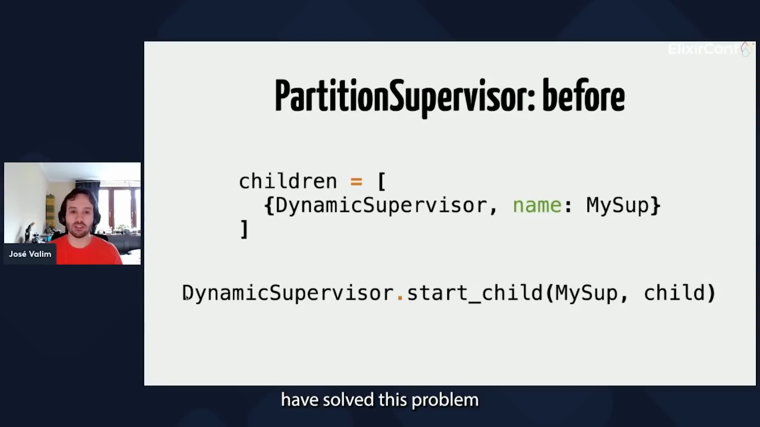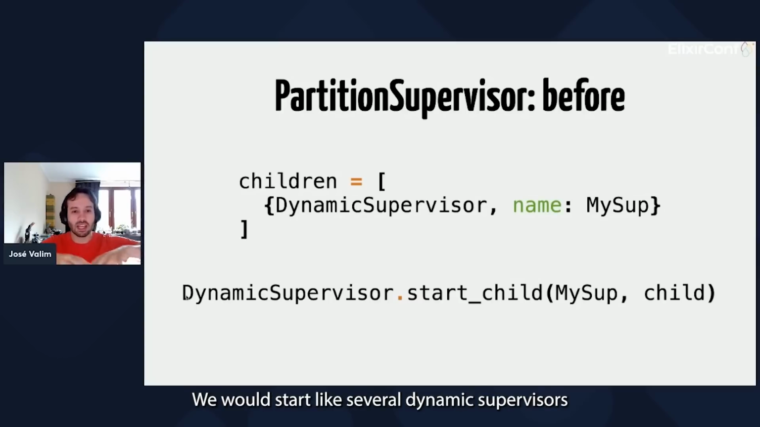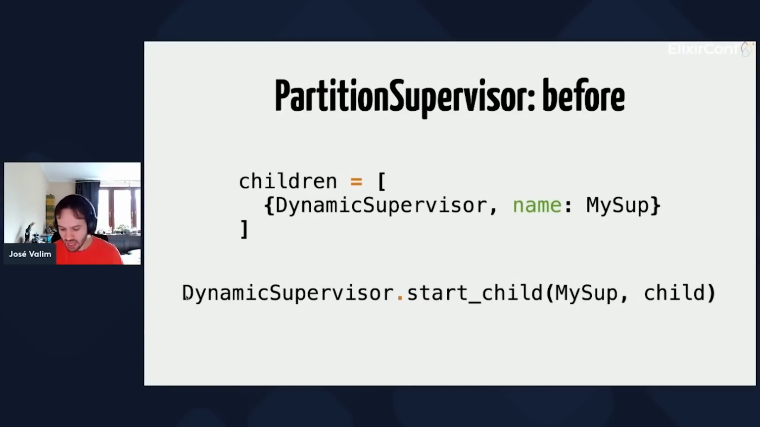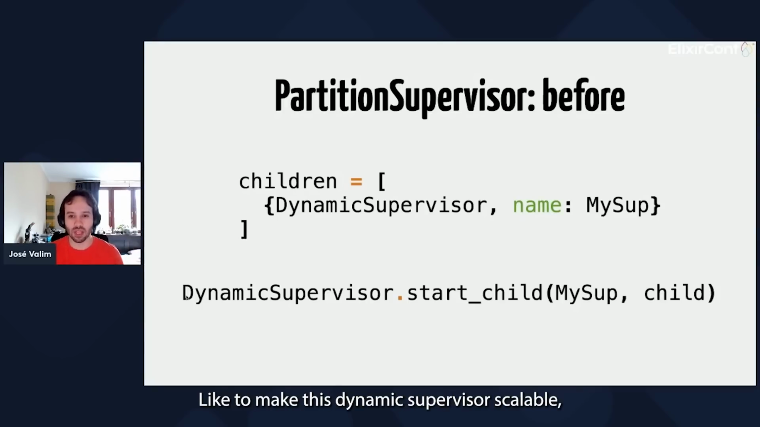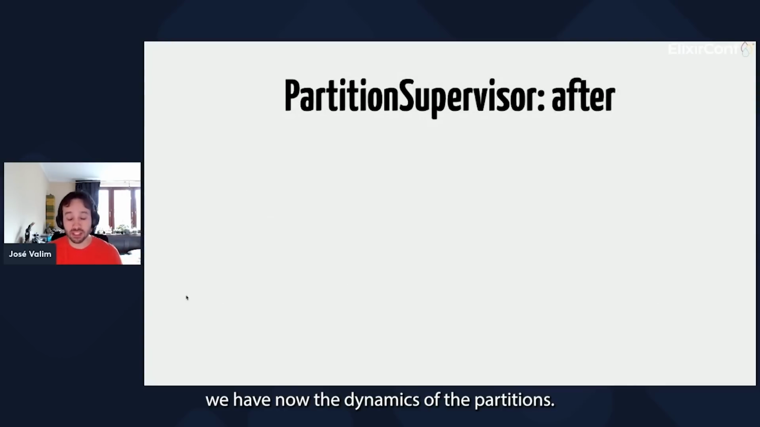I have solved this problem in a couple of different places. In Phoenix, we have our own implementation, because we did not want to have this bottleneck, so we would start several dynamic supervisors. Ecto, I think, has something too. So I have implemented this pattern, trying to remove those bottlenecks in a couple of different places, until I said, okay, it's enough. We have to make this absolutely easy to do, to make this dynamic supervisor scalable. So in Elixir 1.14, we now have the partition supervisor.